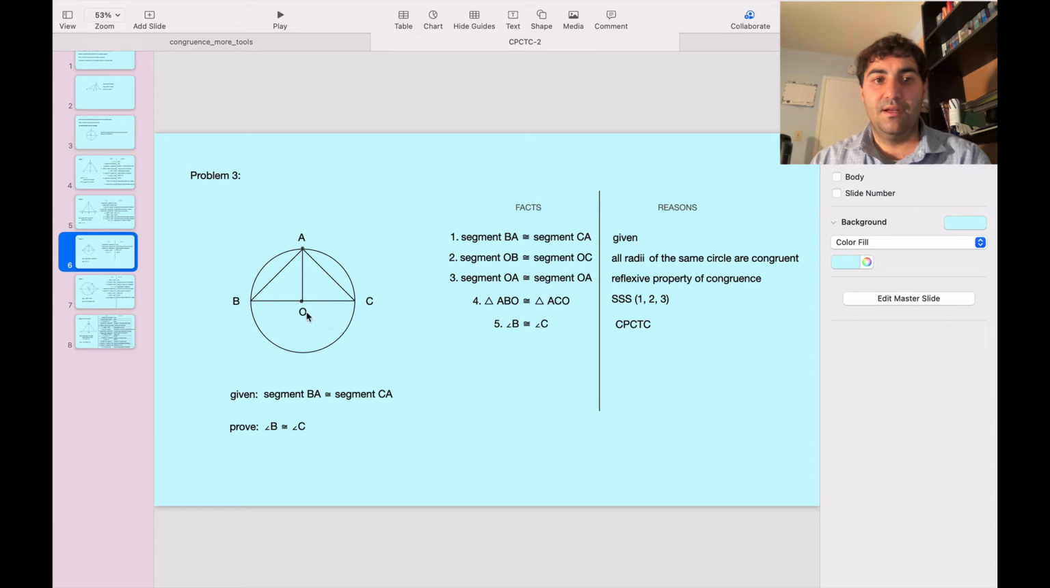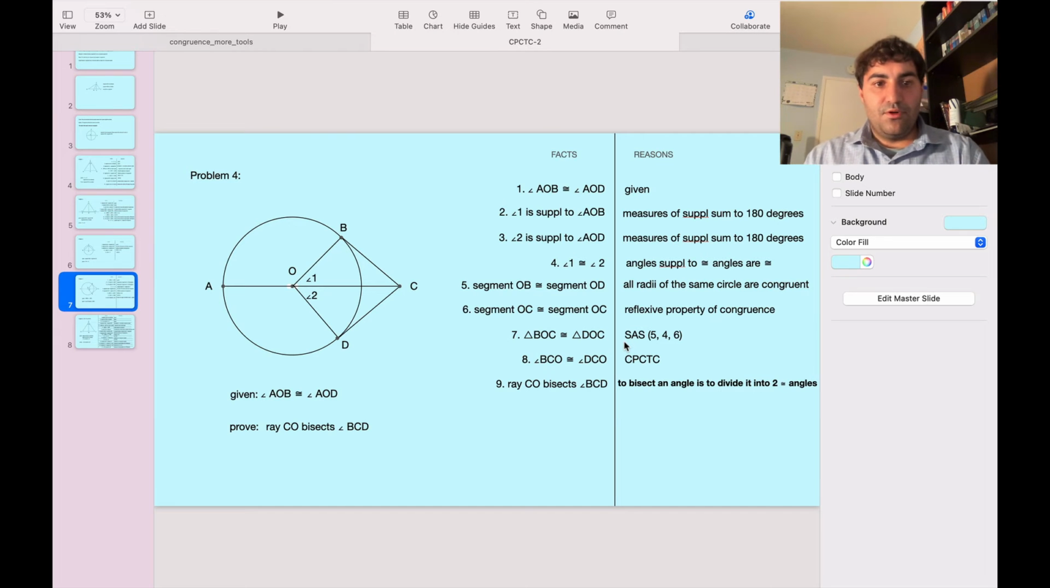Why are they radii? Well, a radius joins a point on the circle to the center of the circle. Actually, OA is also a radius, but we don't need that for this problem. We know that segment OA is congruent to itself. So using these three properties here, 1, 2, 3, by the side postulate, we know that triangle ABO is congruent to triangle ACO, and that angle B here is congruent to angle C because corresponding parts of congruent triangles are congruent.